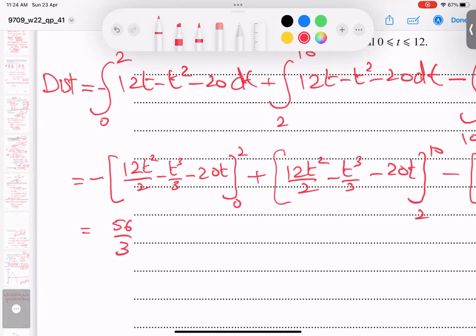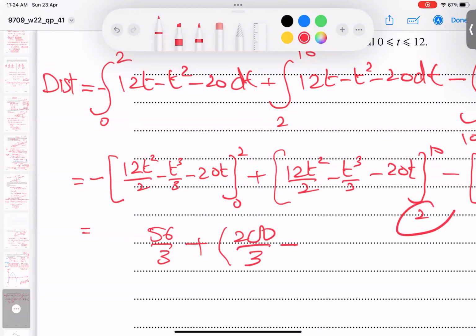So I repeat, 56 comes from here. What about the other one? When I plug in 10, 6 times 100 minus 1000 divided by 3 and minus 200. It is giving me 200 by 3 first, and minus, now plug in 2. So 6 times 4 minus 8 divided by 3 and minus 40, and I get here negative 56 by 3. As you know, I plug in 2, same story here.